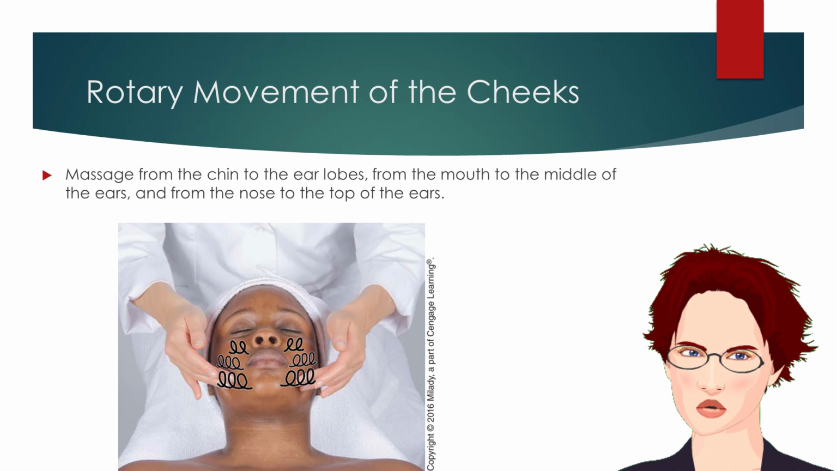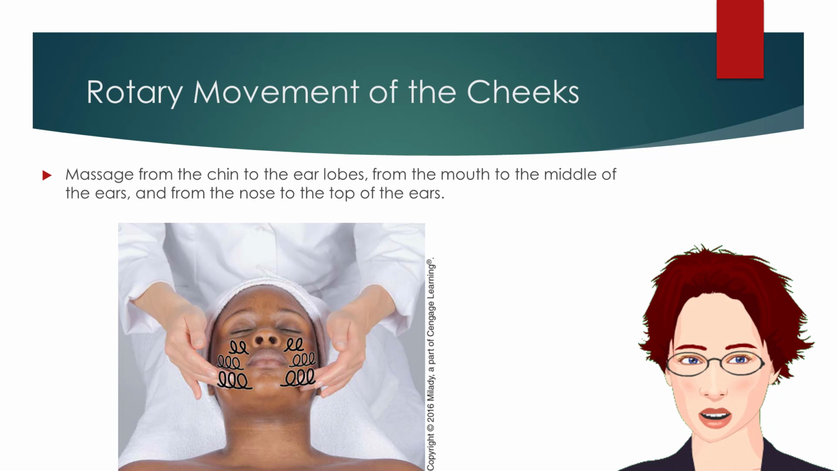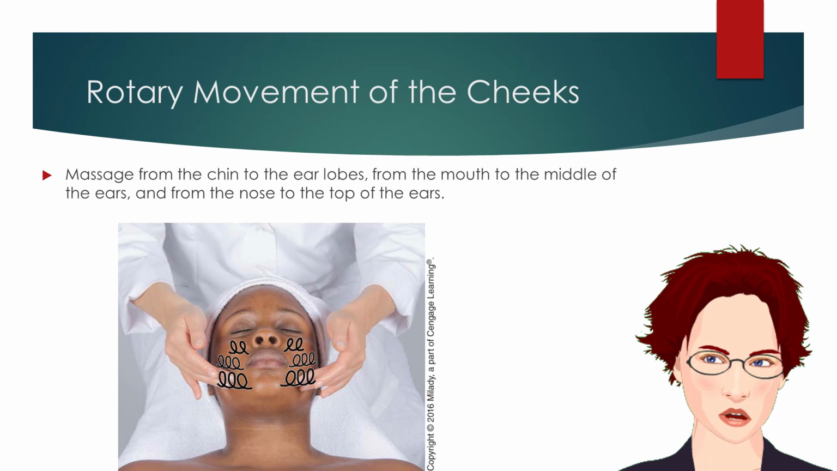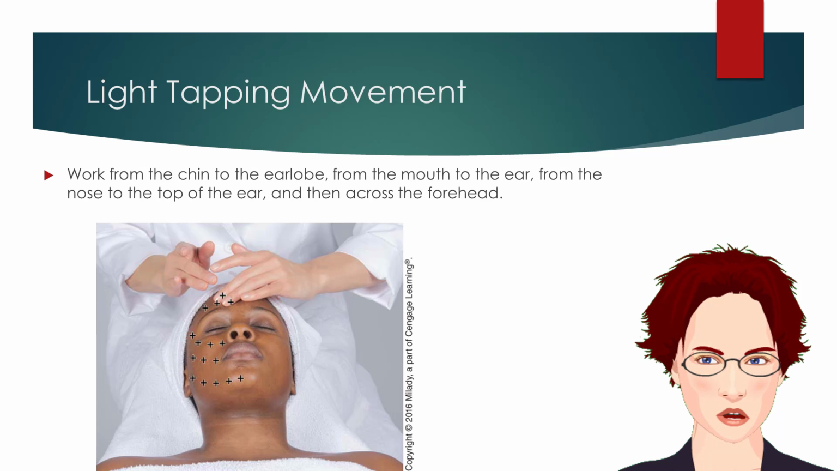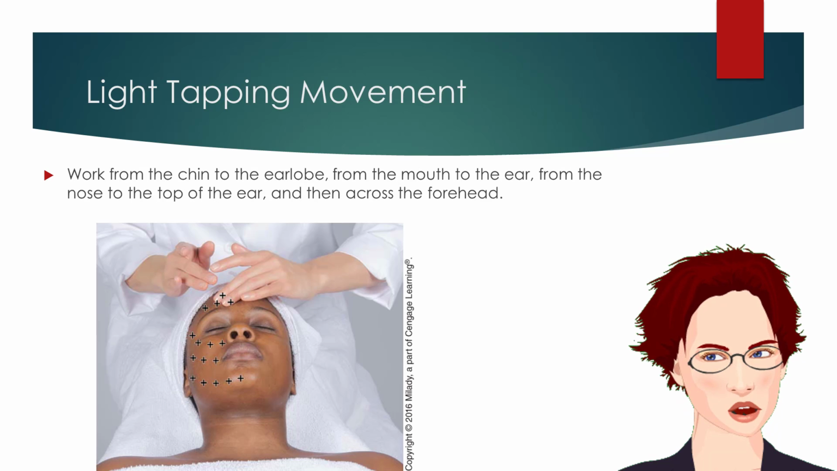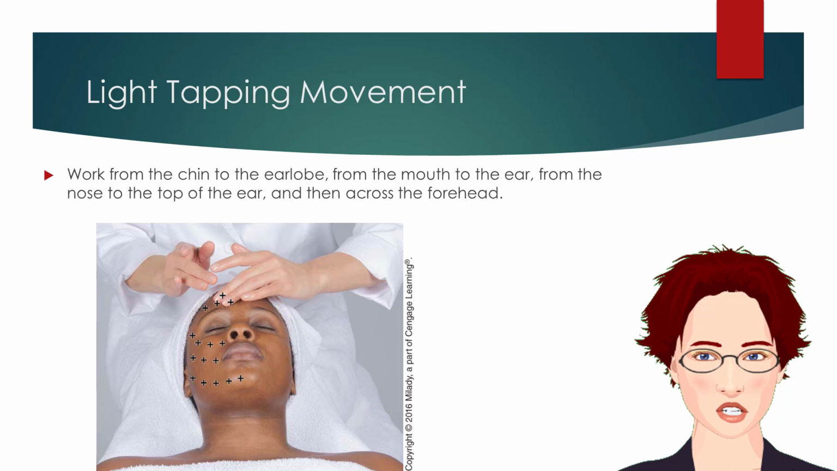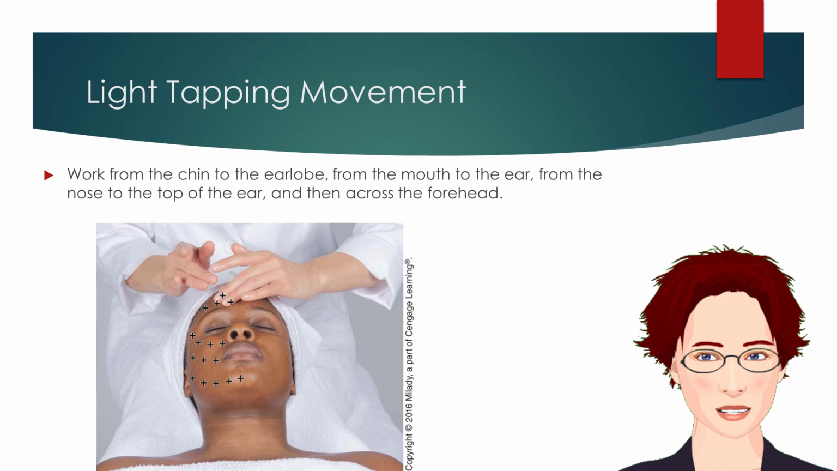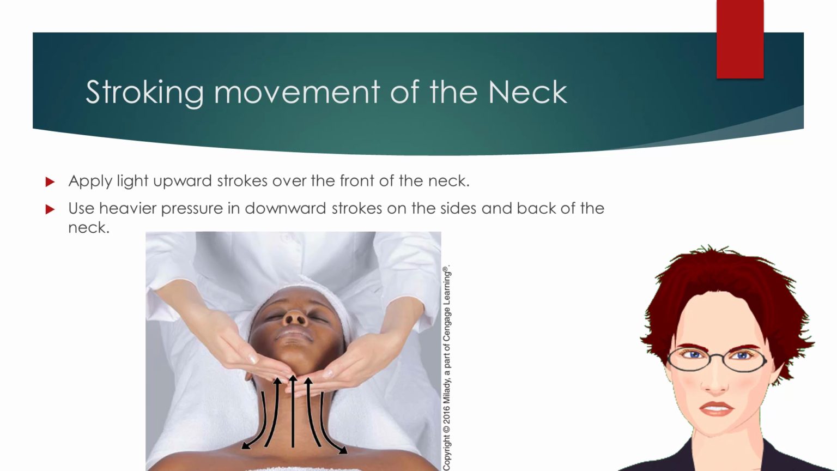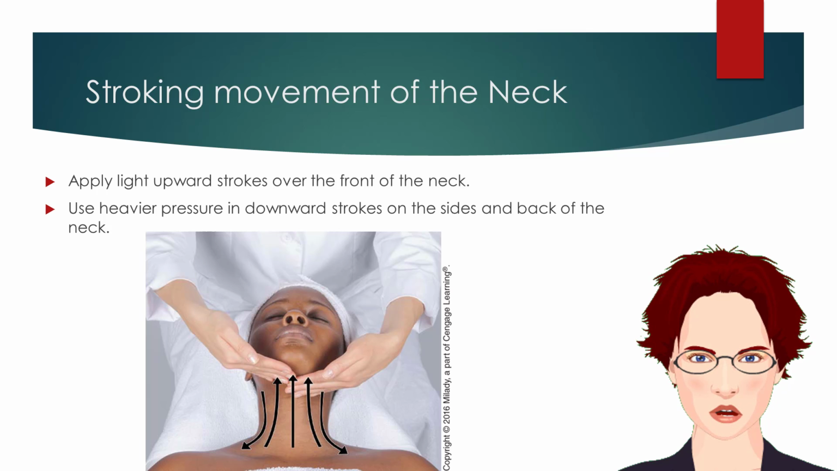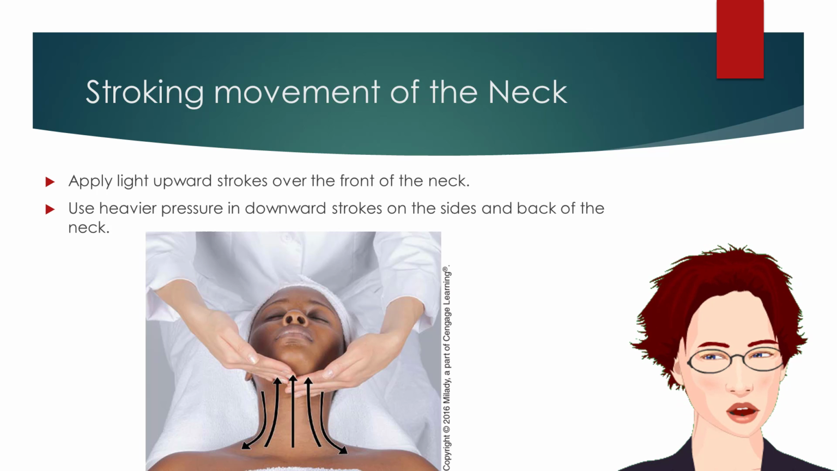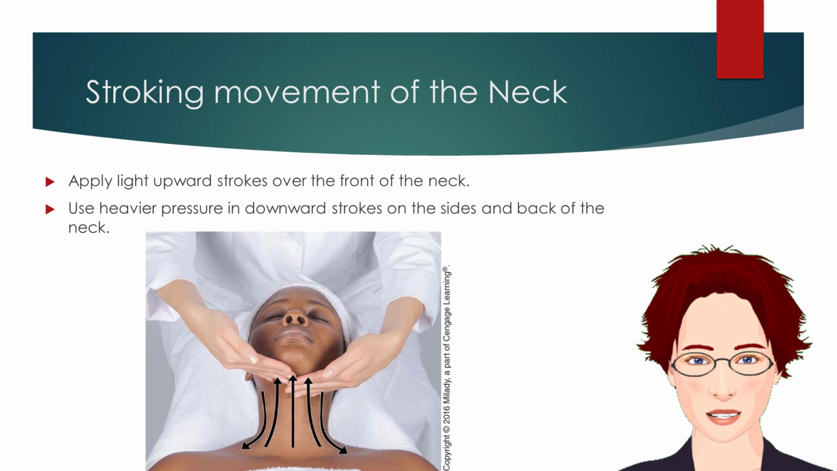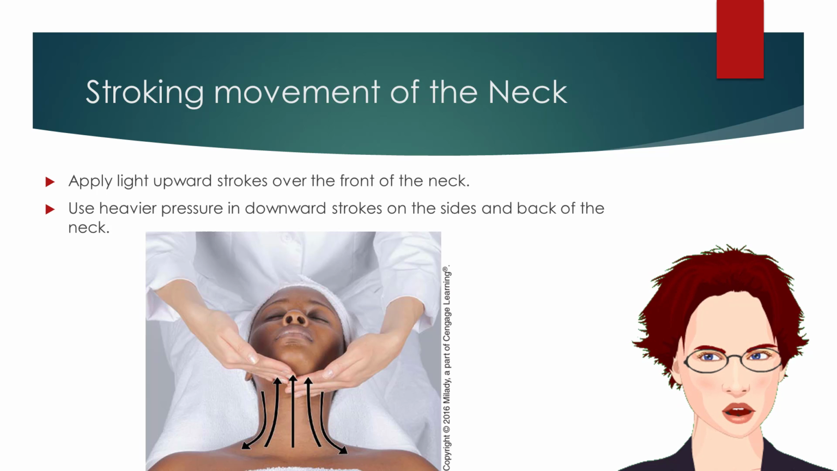The rotary cheek movement uses a friction technique, where pressure is applied in circular movements across the cheeks, between the mouth and ears. The light tapping movement can be performed on the entire face. Use short, light, quick, tapping motions, moving continuously, yet methodically around the face. The stroking movements of the neck use friction applied in upward strokes, through the front of the neck, and heavier, downward strokes, on the sides and back of the neck.